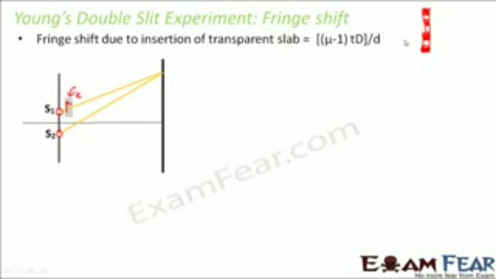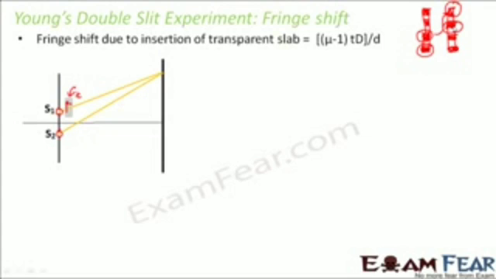Now once you have introduced the slab, you still see alternate dark and bright bands. So that is still there. But how is it different? The only difference is that, let's say this dark fringe was here. Now this dark fringe would have shifted somewhere here. Similarly, this dark fringe has shifted somewhere here. So there is an overall shift in the fringes. Even though the fringe pattern is still the same, the entire pattern has shifted by some distance.